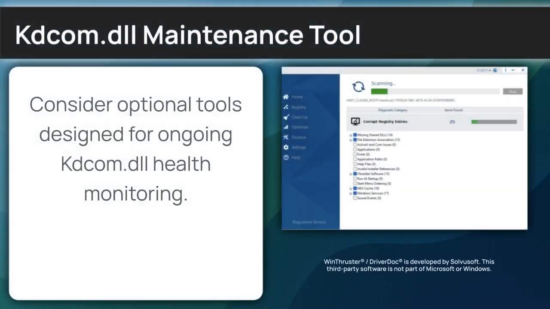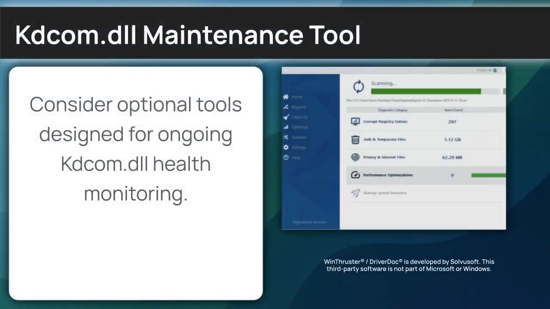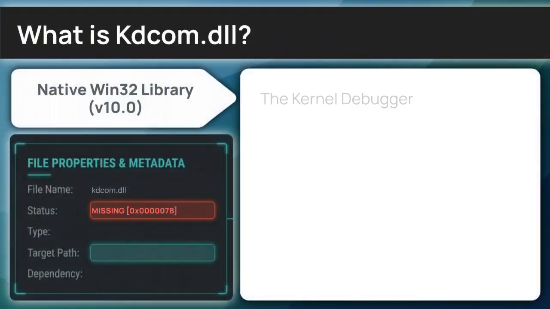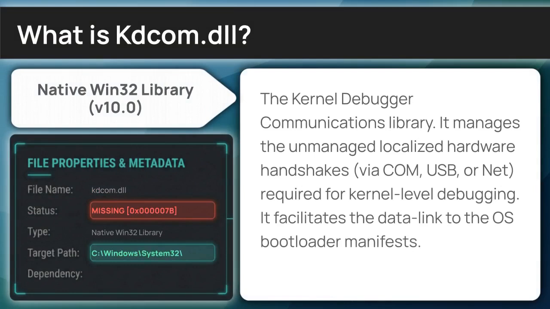To begin the walkthrough for Kdcom Library, you can choose the manual path or use a resource designed for environment stability. This is the Kdcom Library, the Kernel Debugger Communications library. It manages the unmanaged localized hardware handshakes via COM, USB, or NET, required for kernel-level debugging. It facilitates the data link to the OS bootloader manifests.